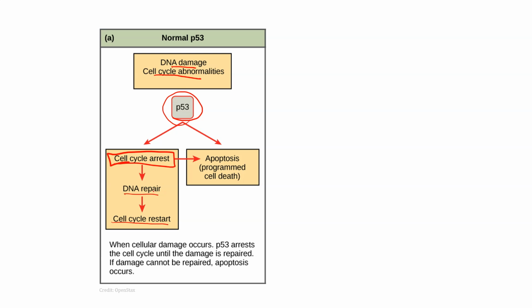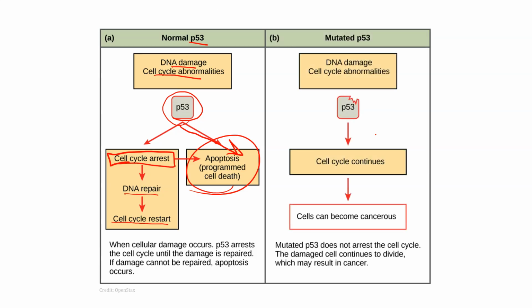If the DNA cannot be repaired, and there's something strange there that can't be fixed, then P53 should tell the cell to undergo apoptosis and destroy itself. But if UV radiation hits one of the genes that makes this protein, so that the protein is a little bit misfolded, then when there is DNA damage and cell cycle abnormalities, it does nothing, or it does not adequately arrest the cell cycle, and so the cell cycle continues when it shouldn't. That can lead to the formation of cancerous cells. This is generally what happens in skin cancers.